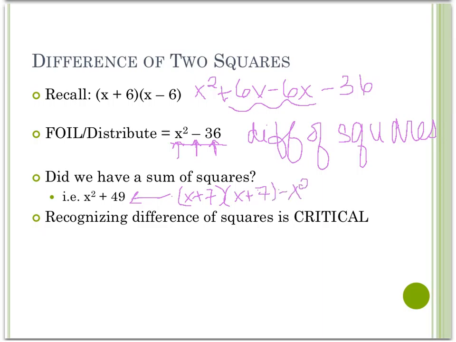have x squared plus 7x plus 7x, which is actually plus 14x plus 49. So we don't often talk about factoring a sum of squares. Therefore, you really need to recognize the idea of what is a difference of squares.